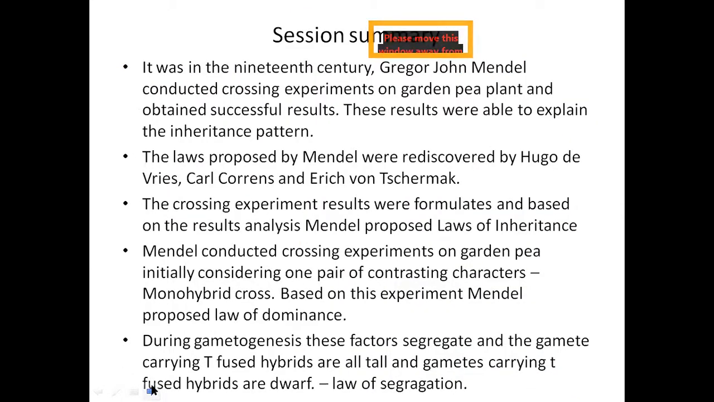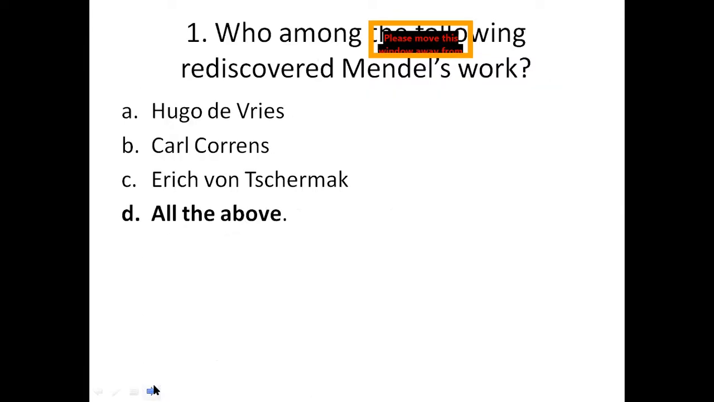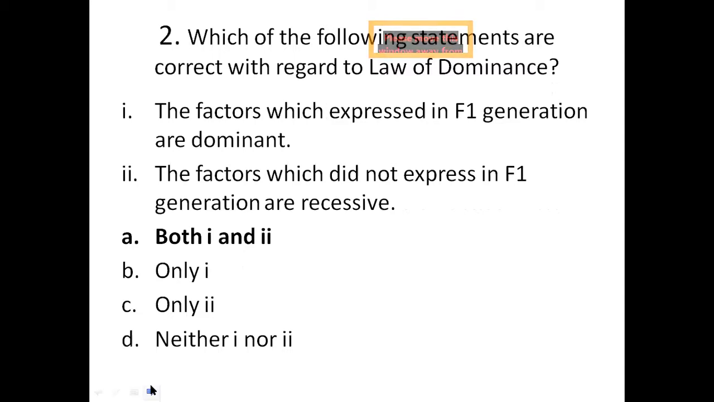Overall, in this video lecture on Mendelian principles, we have studied the contribution of Mendel, the advantages of selecting the pea plant for the hybridization experiment, and we have gone through the law of dominance and the law of segregation. So this is the overall summary. Now, try to answer these questions. Who among them rediscovered? So it is all of them.